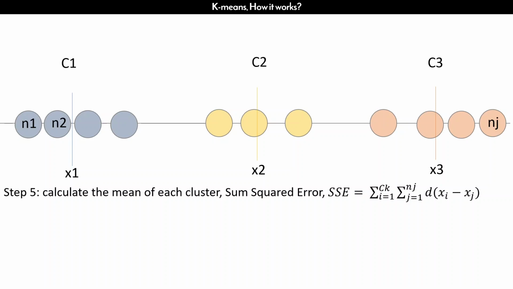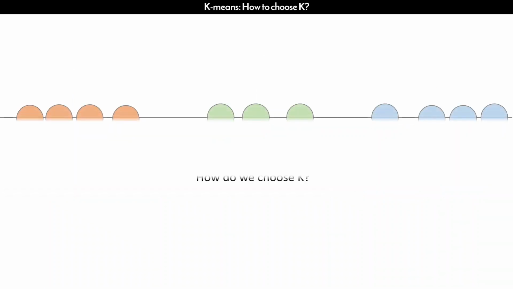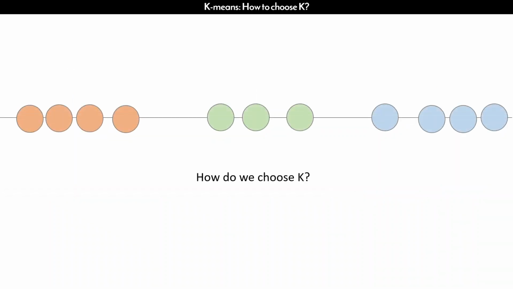So we will calculate the distance between node 1 and x1, node 2 and x1, node 3 and x1, node 4 and x1, and we will do the same for the second cluster: node 5 and x2, node 6 and x2, node 7 and x2, and so on till the last one. And we will have what we call the sum squared error, which measures the distance between the means and those nodes. Now, how do we choose k?